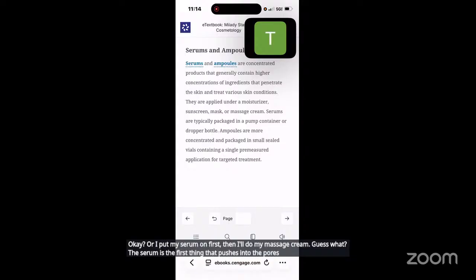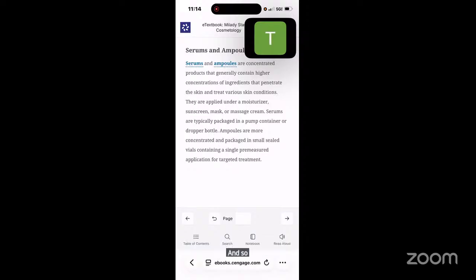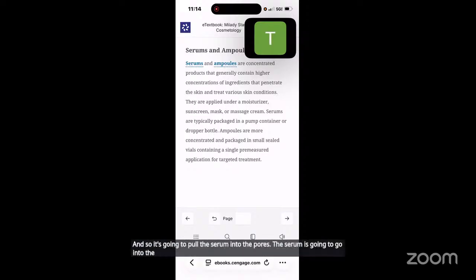As soon as I put something on top of it, the skin is going to start to receive the heaviness of that product, and so it's going to pull the serum into the pores. The serum is going to go into the places where it needs it the most first. All right, so this is why the serum has that double duty, because it has a double punch to go in and get the job done.